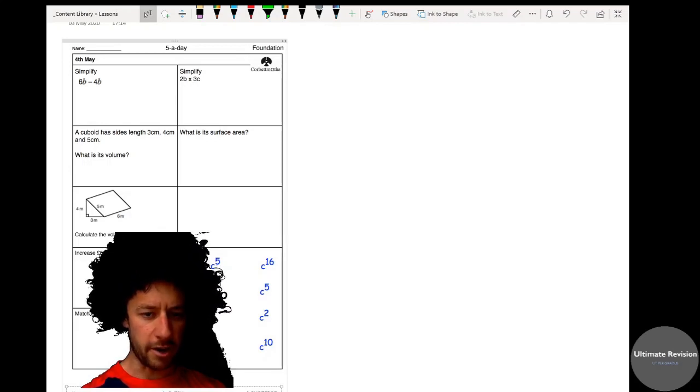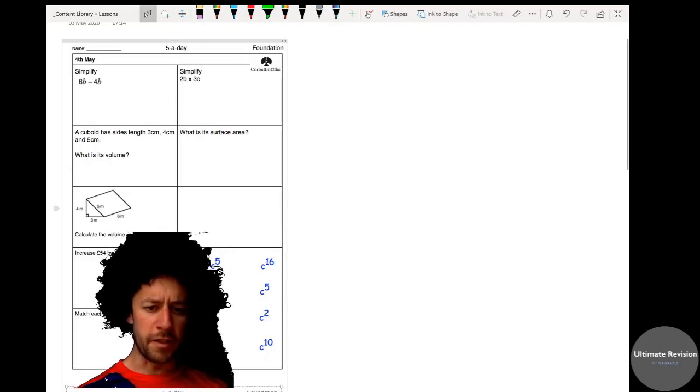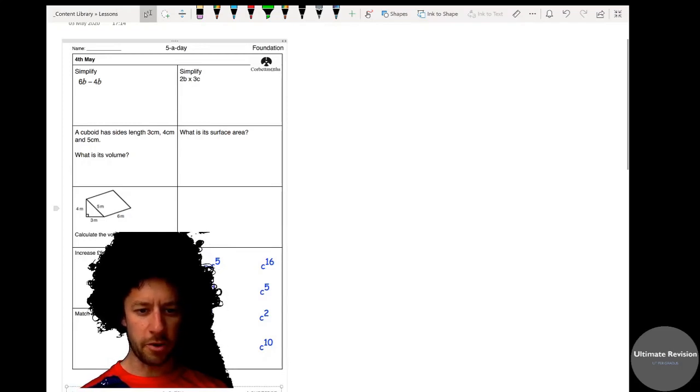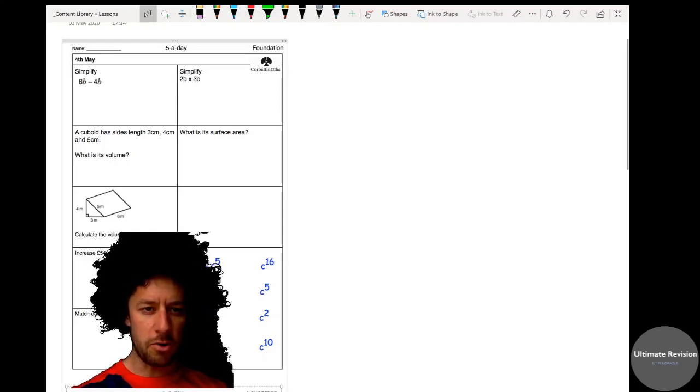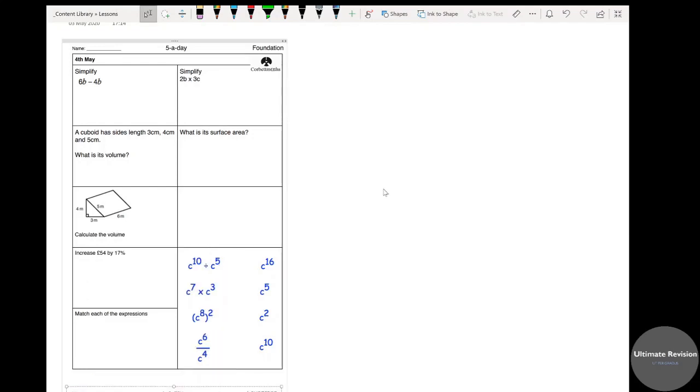I'll let you use your calculator for this one if you want. For this bottom one, I'll disappear in a minute so you can see it a bit easier, but you've got to match the ones on the left to the ones on the right, okay? Right, okay. I'm going to give you about 5 minutes on that. When you're ready, guys, off you go.